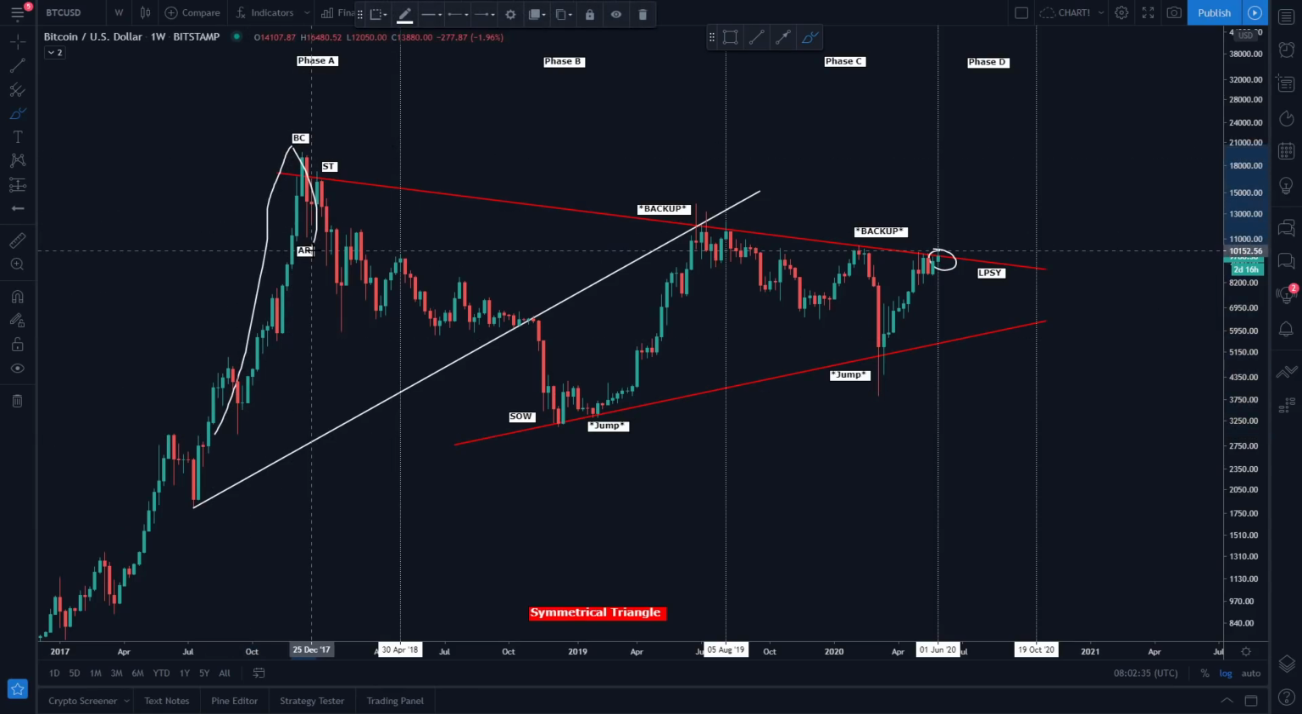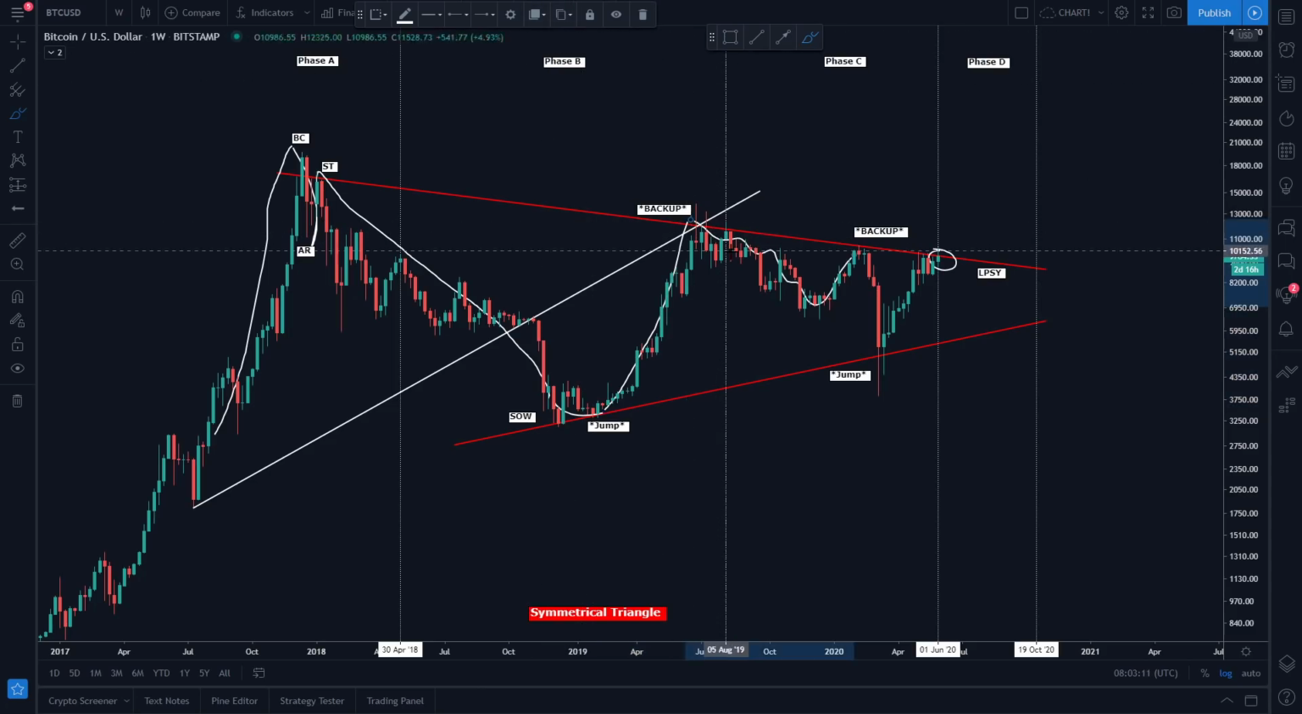After that, we had an automatic rally, a secondary test, and the price came back in. This is a sign of weakness, SOW. Then what happened? We had a jump. Price actually finds support around the trend line of this symmetrical triangle. So it found support, it got a jump, and look, after reaching the symmetrical line, the price got rejected and we entered this phase B area.